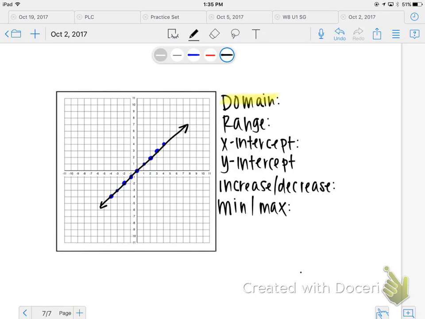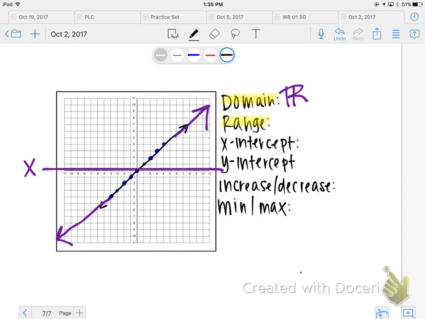Alright, and domain is talking about x values. And we want to talk about which x values will make this equation true or continue to be true. So we want to look here at the x. We know that our equation is going to continue to go to the left and continue to go to the right forever. That means our domain will be all real numbers. Alright, any number will work. Negative or positive will continue. Our graph will continue to go.